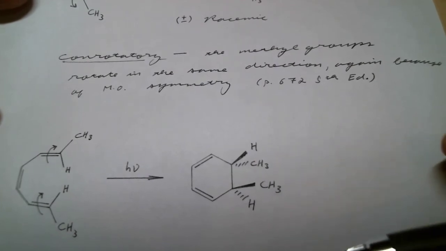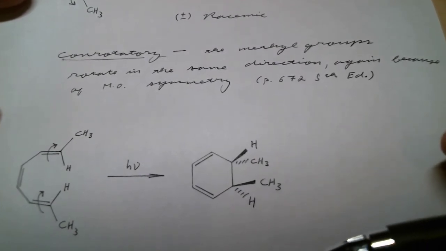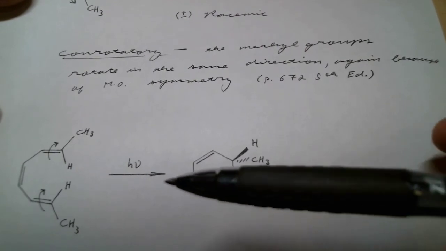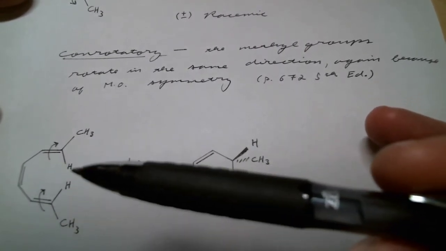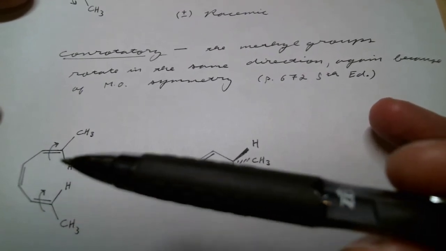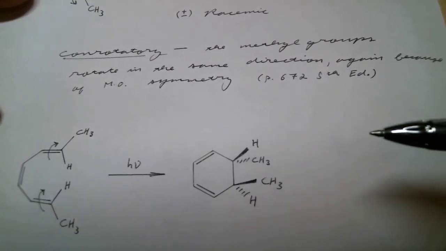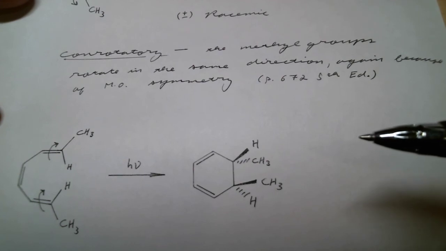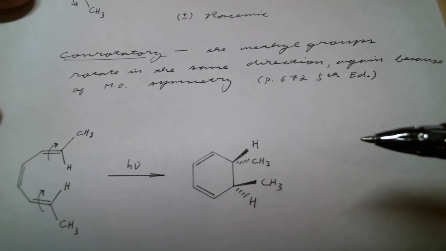Like I said, I'm going to have to save the explanation for why our trienes rotate in a disrotatory sense under thermal conditions, but a conrotatory sense under photochemical conditions for the beginning of the next lecture video.